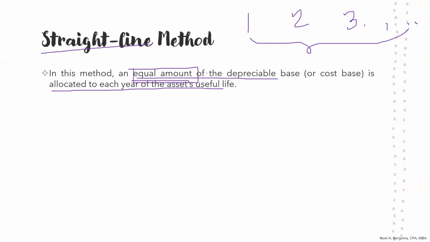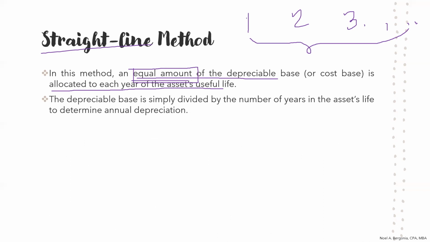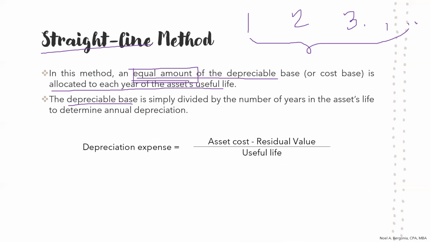Okay? So how do we compute for the depreciation expense in the straight line method? The computation starts with our depreciable base. So what is the formula for the depreciable base or depreciable cost again? That is the asset cost less residual value, or scrap value, or disposal value. The depreciable cost or depreciable base is simply divided by the number of years in the asset's life to determine the annual depreciation. So we divide it by the useful life.